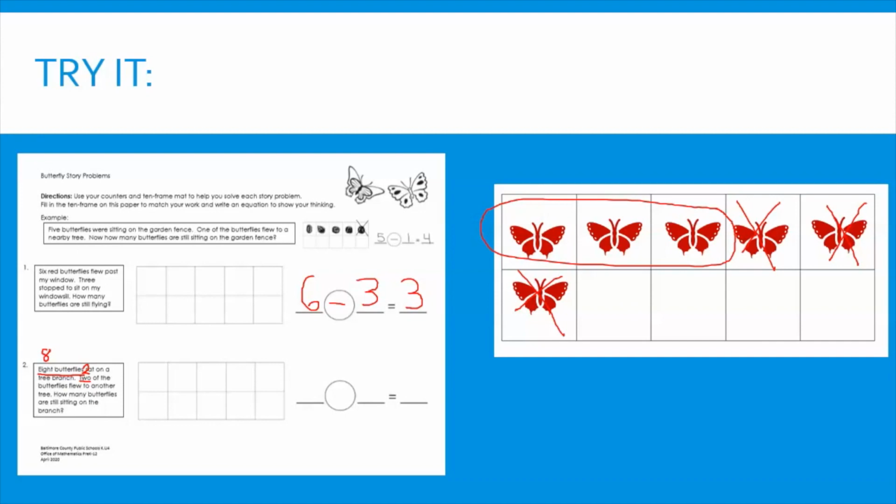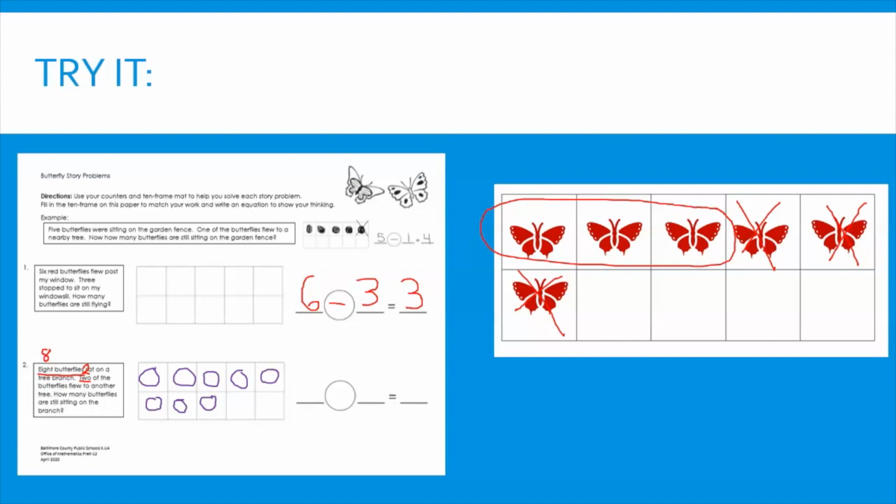All right, we're going to show the 8 butterflies on our 10 frame. We're just going to use circles as our counters. I know I need to put 8. I know that I need to fill my top row to show 5. I'm going to count on 6, 7, 8. Let's check for accuracy. 1, 2, 3, 4, 5, 6, 7, 8. So I have 8 butterflies.